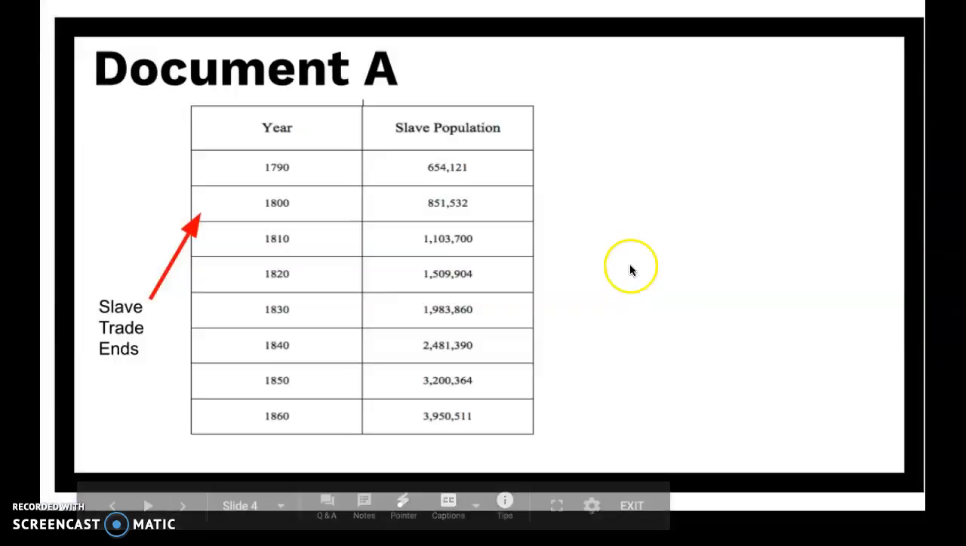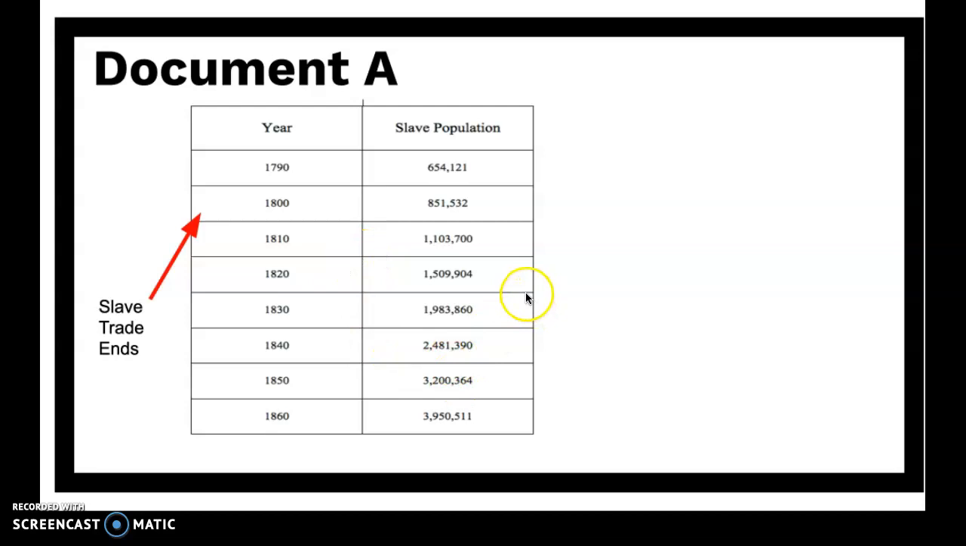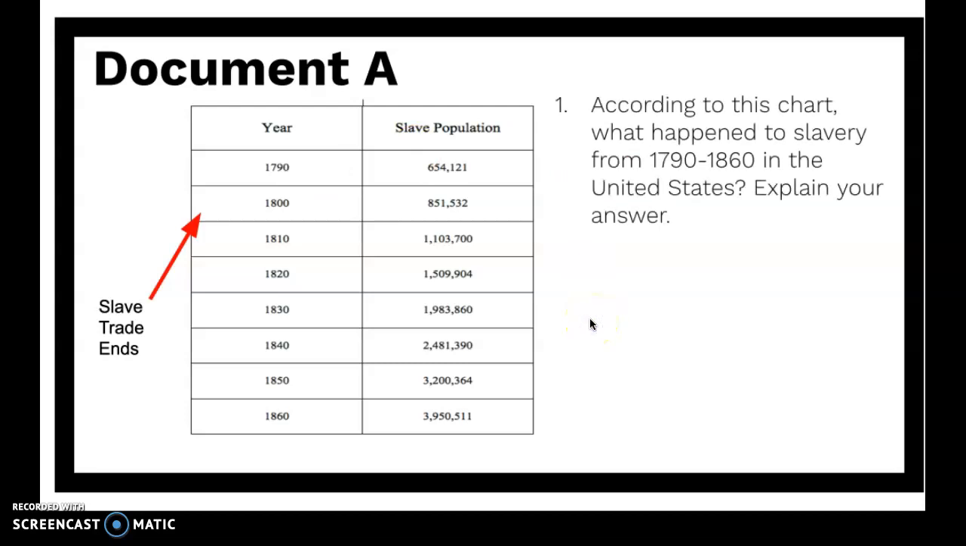Okay, so what I would like you to look at is your Document A chart. We just learned from the background reading that by the end of the 1700s, the slave population in the United States was going down. Using this chart, I'd like you to look as time increases, so we get to the 1800s, on question 1 on your document analysis sheet. According to this chart, what happened to the slave population from 1790 to 1860? So take a minute to examine that chart, and then we'll talk about it.